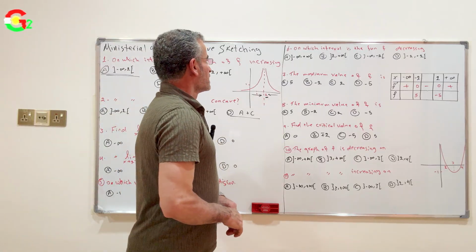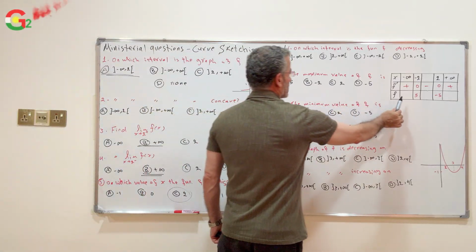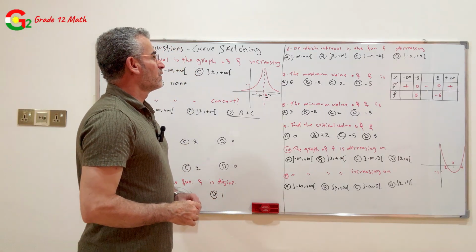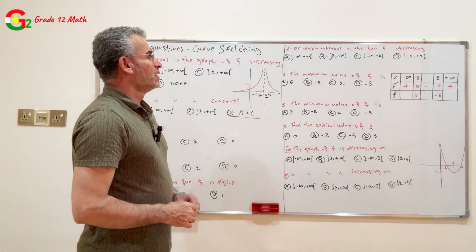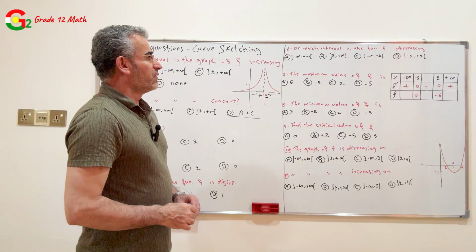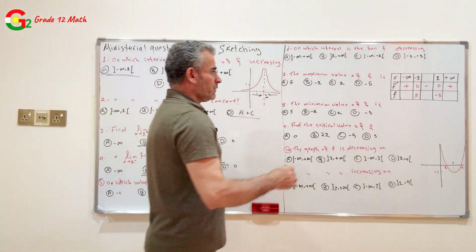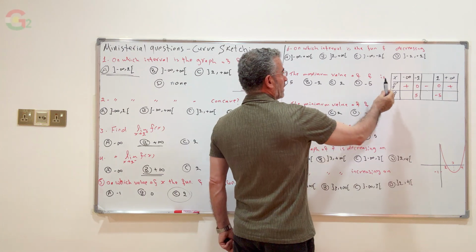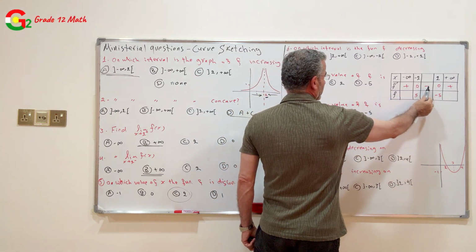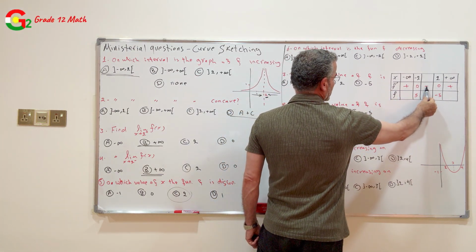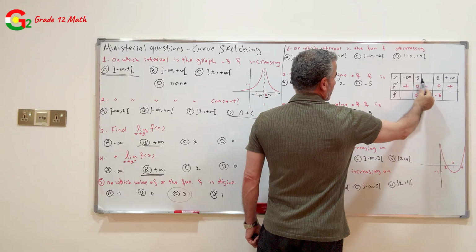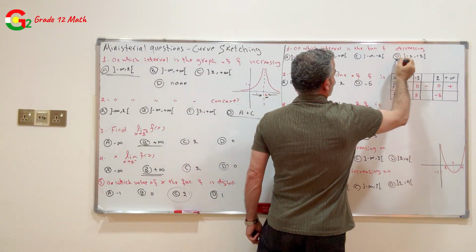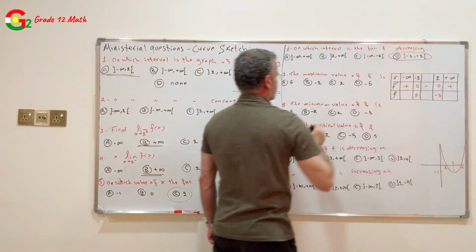Question number 6 and 7, use this table to answer them. On which interval is the function f decreasing? As you see, the function is decreasing when the derivative is negative, under the x-axis, and the derivative is negative between negative 2 and 2. Therefore, the right choice is D.